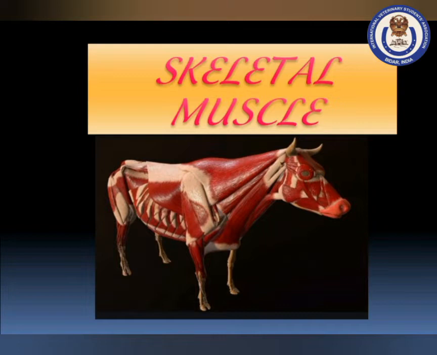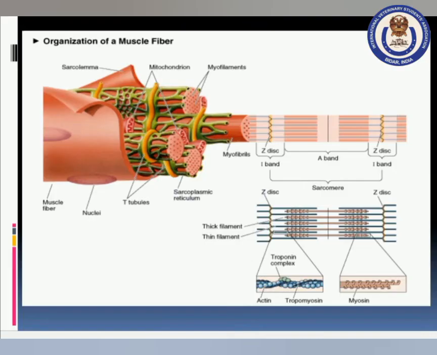Some of the special features of striated muscles are that they are cylindrical, and they have light and dark bands, that is why they are called striated muscles. They are multinucleated, that is, a syncytium. The nucleus is present at the periphery, and these muscles get easily fatigued. Now we look at the organization of skeletal muscle.